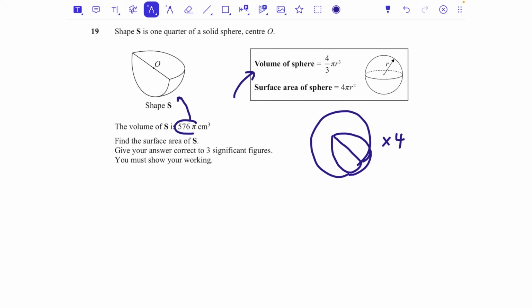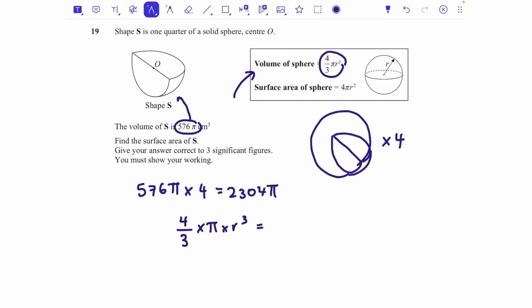So I'm going to take 576 pi and I'm going to times it by 4. And that would be the volume if it were a whole sphere, rather than being chopped in 4, and that is 2,304 pi. Now that would be equal to 4/3 pi r cubed. So I'm going to say that the volume of the whole sphere is 4/3 times pi times the radius cubed, and it would equal 2,304 pi.